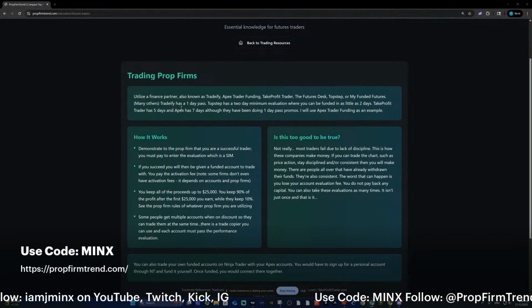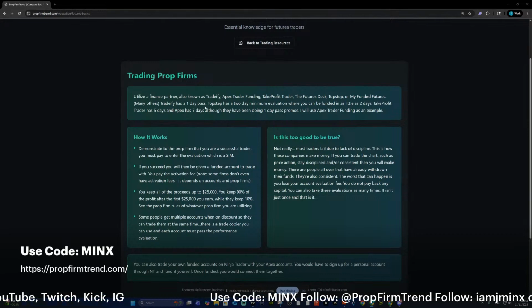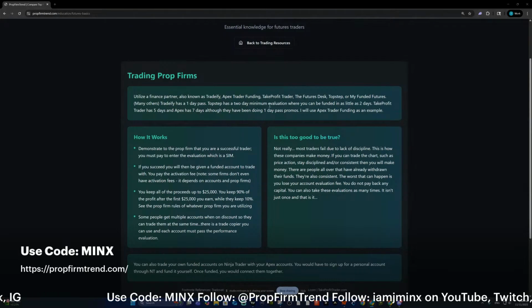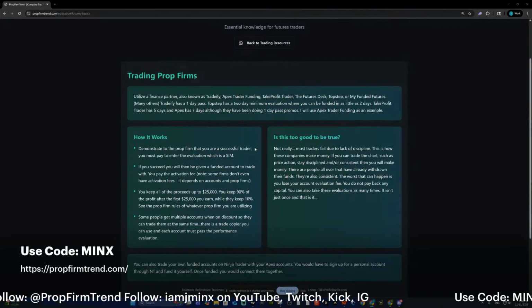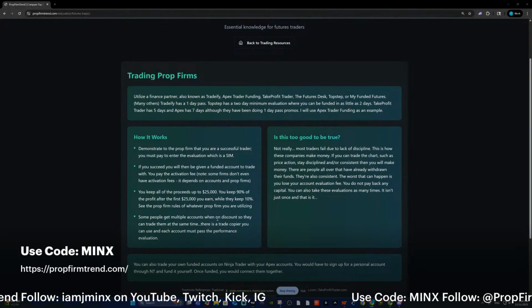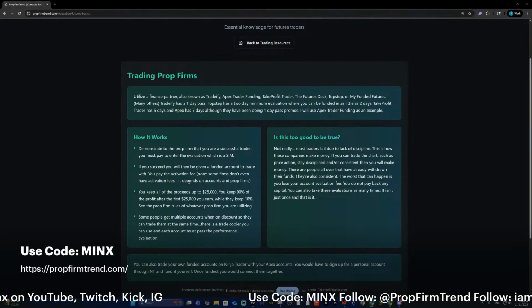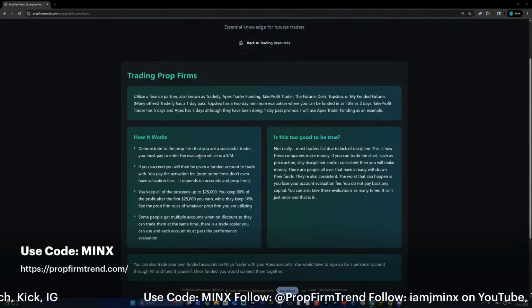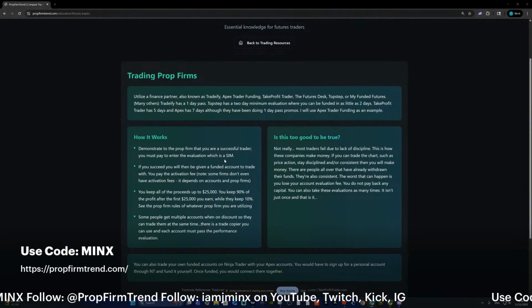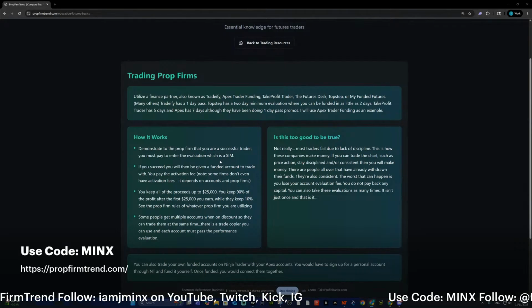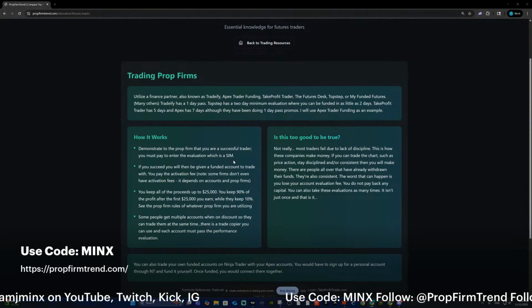Tradeify has a 1-day pass, whereas Top Step has a 2-day minimum evaluation where you can be funded in as little as 2 days. Okay, so how does this work? This is from Apex, but you demonstrate to the prop firm that you are a successful trader, and you must pay to enter the evaluation, which is a STEM account. If you succeed, you will then be given a funded account to trade.